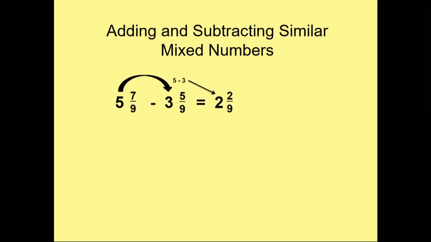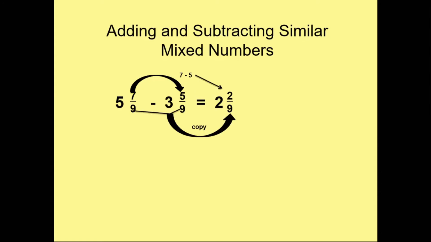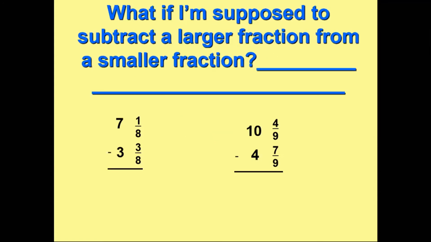How about subtraction? Same thing, you have to subtract the whole number first, then the numerator, and then the denominator. So as you can see, 5 minus 3 is 2, and 7 minus 5 is 2, then copy that denominator. Okay. How about regrouping?